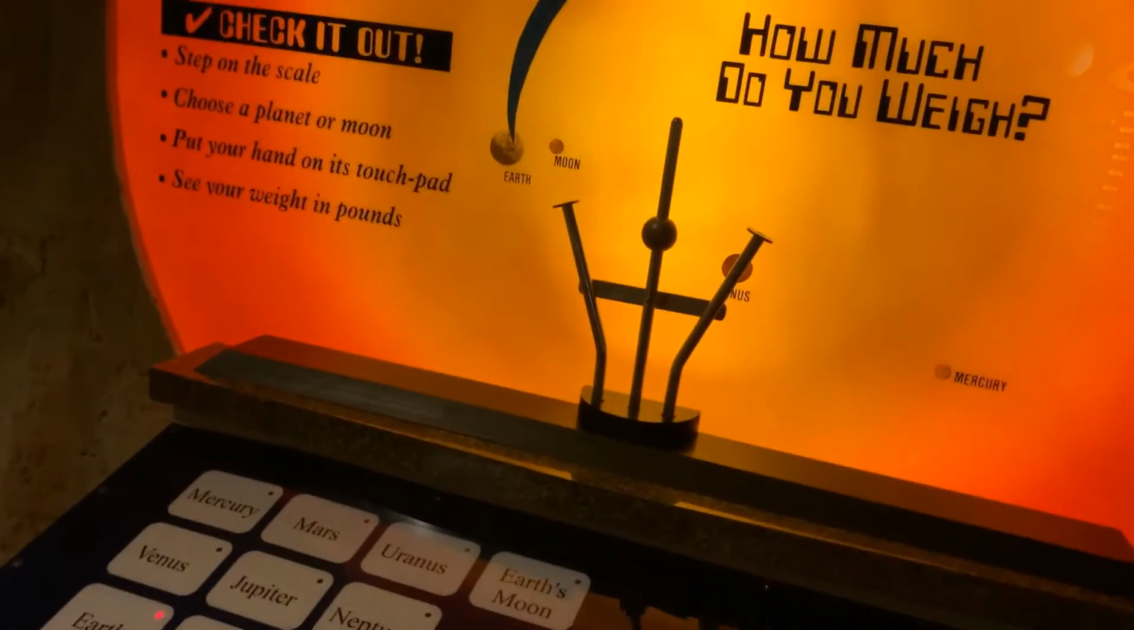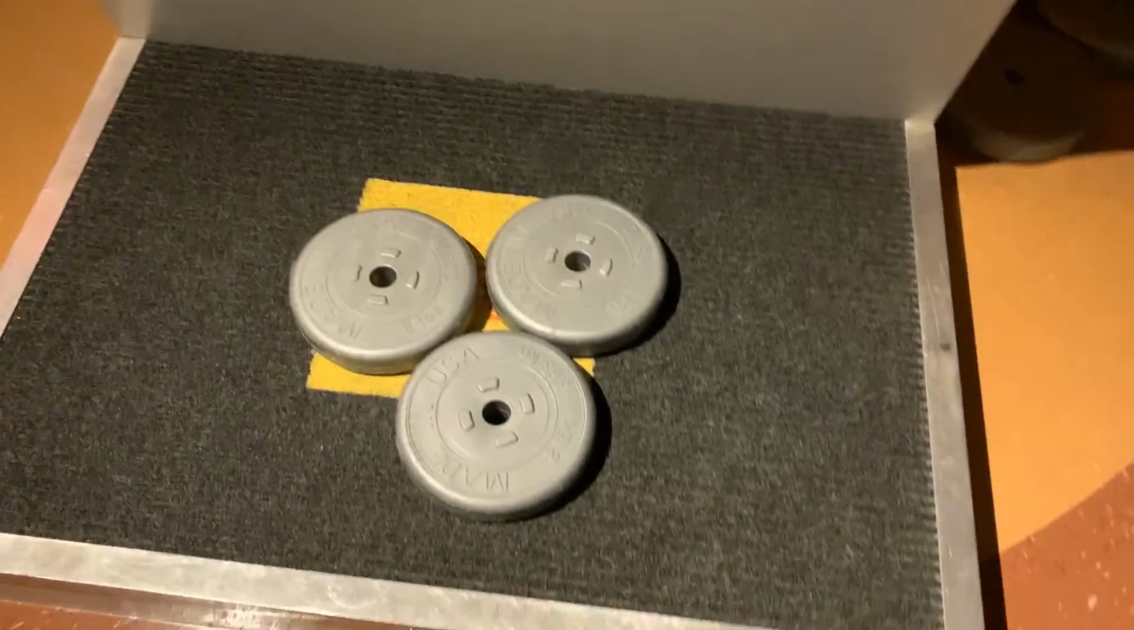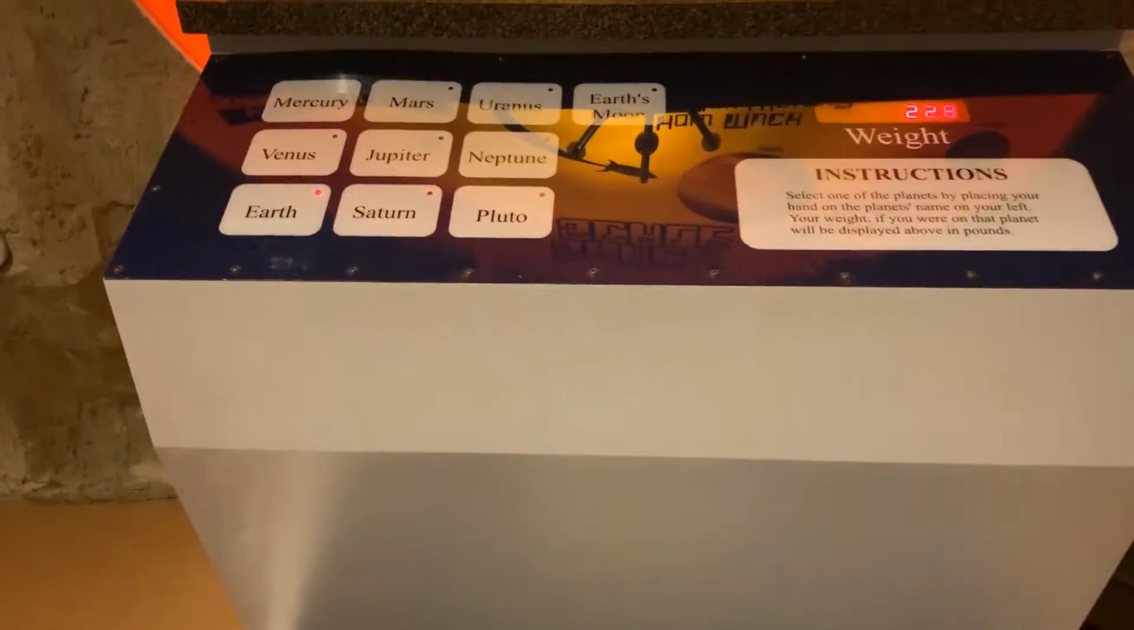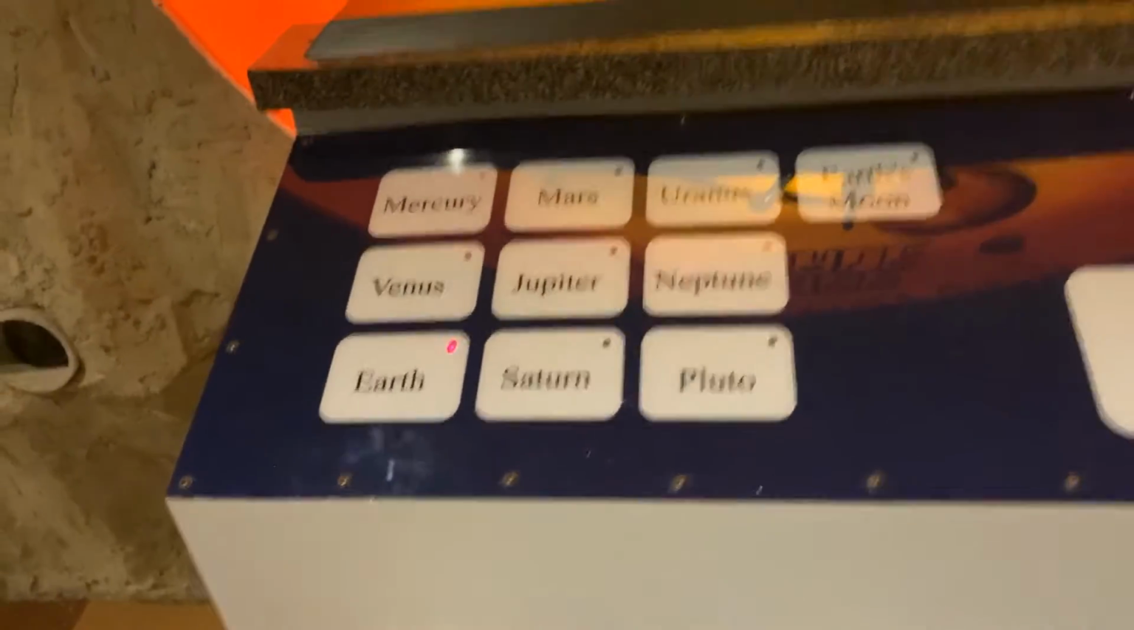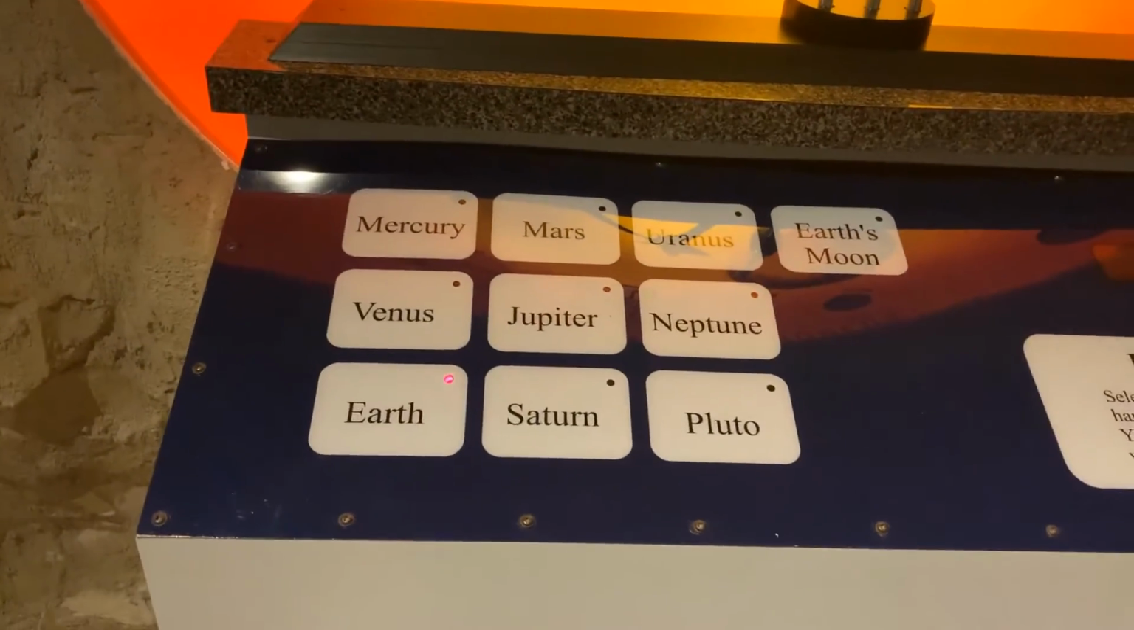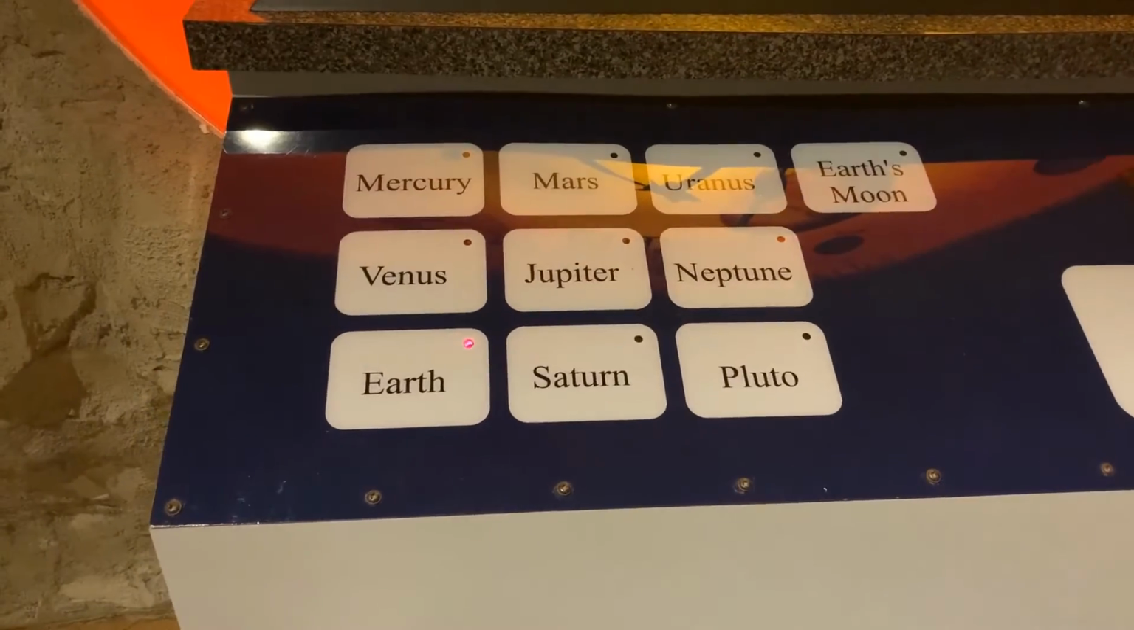What we'll do now is weigh these weights on another planet. And again, 24 pounds. However, in this case, it shows 22.8 pounds. So make sure that you've got 22.7 pounds documented on your form.